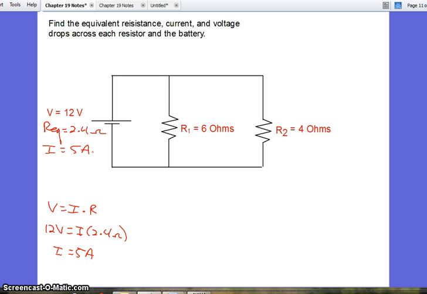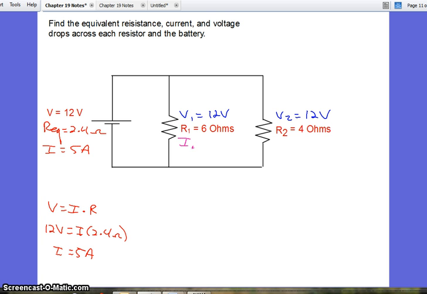Now the next step in a parallel circuit is that all the voltages are the same. So the voltage of the battery is 12. This means that the voltage drop across the first resistor is also 12, and the voltage drop across the second resistor is also 12. They are all 12 volts. Now once you know 2 out of 3 values, you'll solve for the third value using Ohm's law.